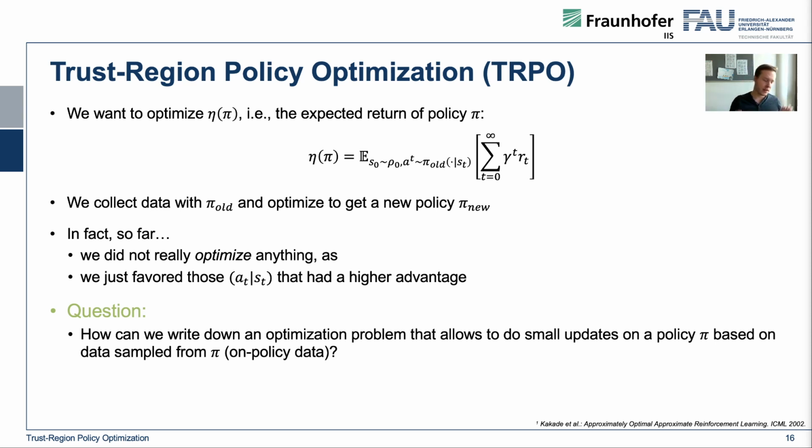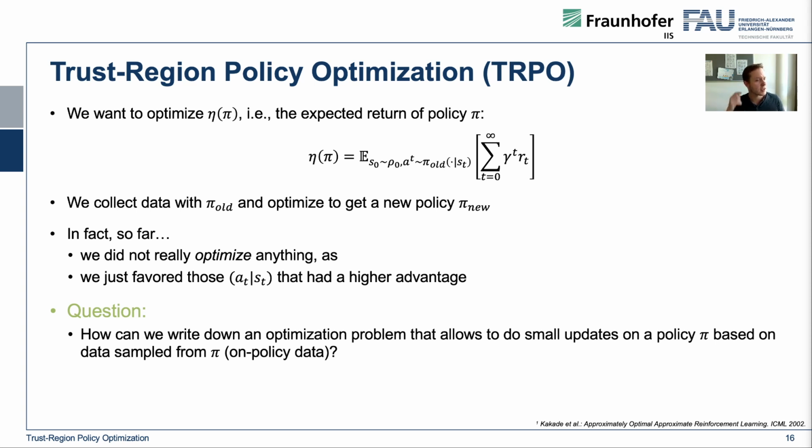So, formulating the policy gradient optimization in general as an optimization problem, what you see here is eta of pi, which we want to optimize. We want to optimize the expected return of our policy pi. What we usually do is collect data using our old policy pi and optimize something to get a new policy pi. In fact, so far we didn't really optimize anything. We just favored actions that had a higher advantage in the previous runs of our policy. We just want to make them better. This is what we did.